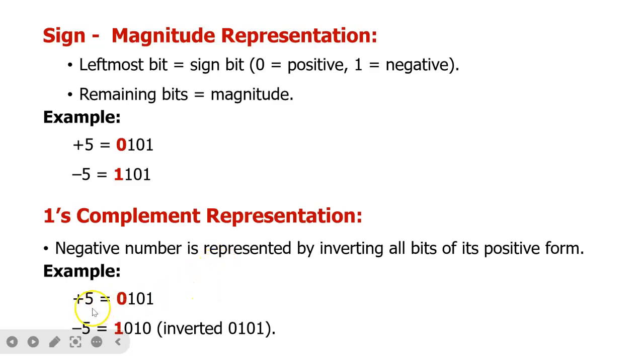So what is the positive form of minus 5? Plus 5. So for plus 5, the value is 0101. All the bits are inverted so that you will get the ones complement value of minus 5 as 1010. 0 is inverted as 1, 1 is inverted as 0, again 0 as 1, and 1 is inverted as 0. So the ones complement value for minus 5 is 1010. This is how the ones complement representation is done.